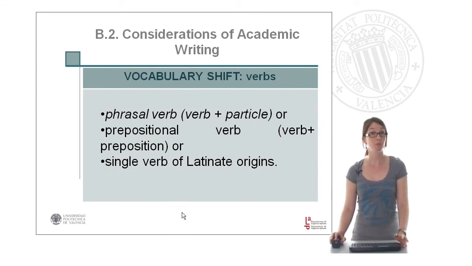Let's have a look at what happens with verbs. English has different possibilities of expressing an action. Basically, you can use a phrasal verb, which is a verb plus a particle, or you can use a prepositional verb, or finally you can use a single verb of Latin origin. Right, in academic writing, the preference is for a single verb of Latin origin. This is the more formal alternative of all. Let's have a look at an example.